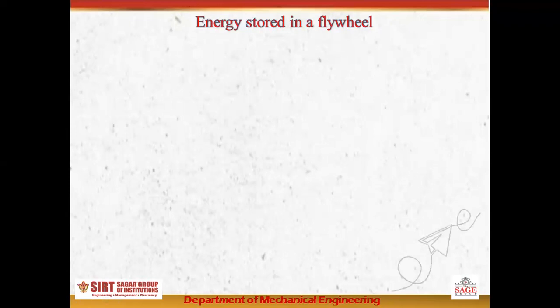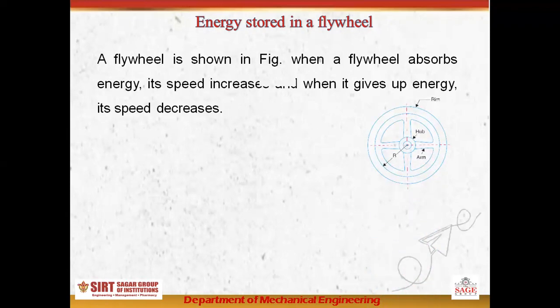That means the maximum fluctuation of energy, that is delta E. Now, the flywheel is shown in this figure. Here you can see this is the rim, this is the hub, and these are the arms and the radius of this rim. And when the flywheel absorbs the energy, its speed increases. And when it gives up the energy, its speed decreases.